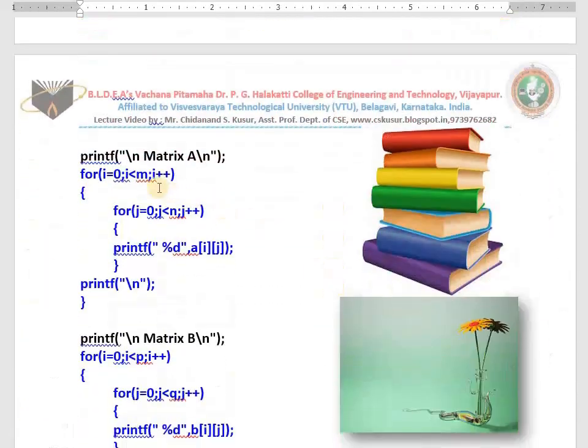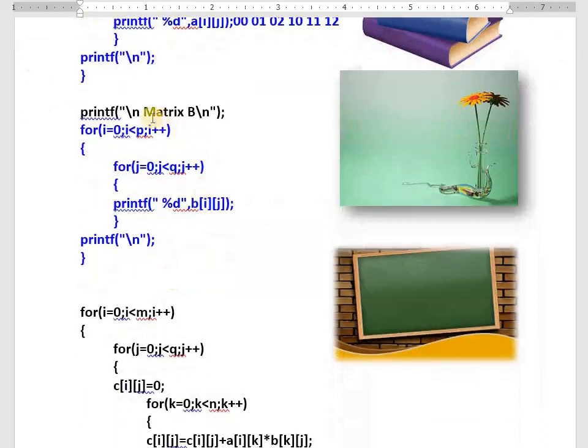It is very easy. We are printing m by n. A values are printed: 0 0, 0 1, 0 2. Cursor comes to next line. Next 1 0, 1 1, 1 2. Cursor comes to next line. We have printed A. Similarly print B, P by Q. P by Q means 0 0, 0 1. Next line. 1 0, 1 1. Next line. 2 0, 2 1. Next line.